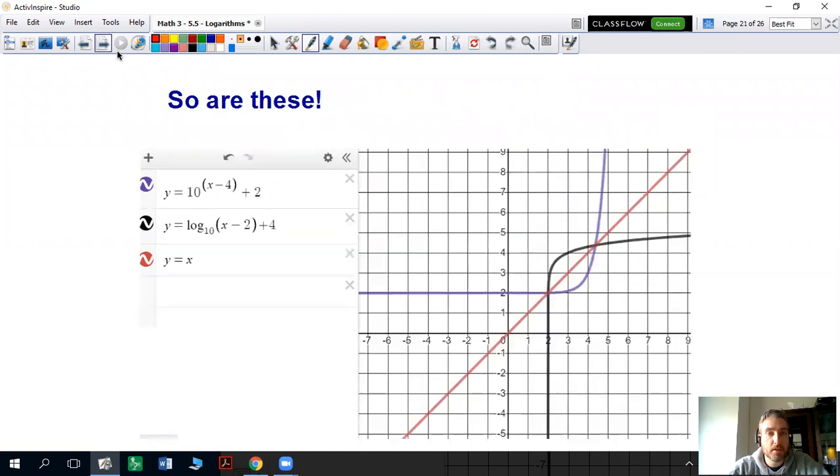Again, another one here just to see: 10 to the x minus 4 plus 2. That minus 4 becomes plus 4 out here, and the plus 2 becomes minus 2 in there, same base. And those are mirror images of each other over the line y equals x.